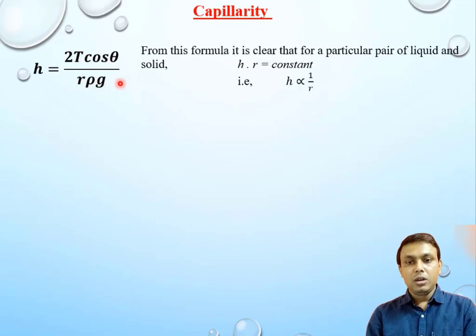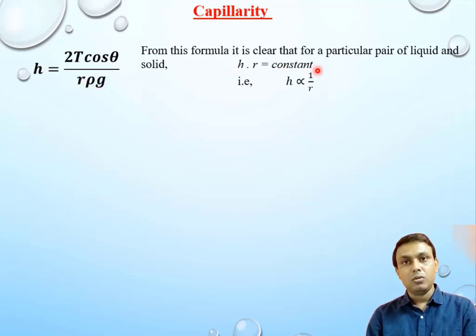From this formula, it is clear that for a particular pair of liquid and solid, h into r equals constant. Why? Because you see, for a particular liquid, T is constant. For a particular pair of solid and liquid, theta is constant, density of the liquid is constant, acceleration due to gravity g is also constant. So the product h into r will be constant.